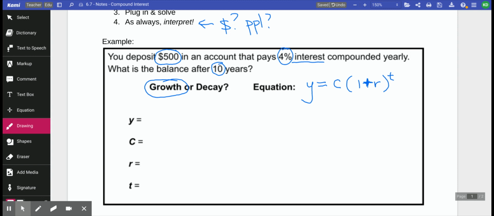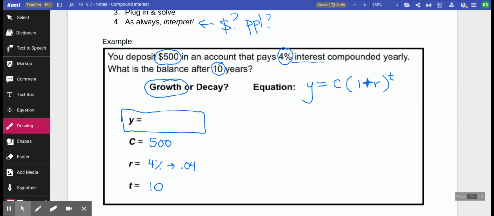Because it's growth. So now we're going to look through and we're going to see which of these variables over here on the side they give us. And again, we can look back up to see what they mean. But we have that we start with $500. We have our time is 10 years. And we have the rate is 4%, but remember we're going to write that as a decimal. So we're going to write 0.04. And you can see that they gave us 3 of these. We're still missing one, but that's the one that we're going to find.